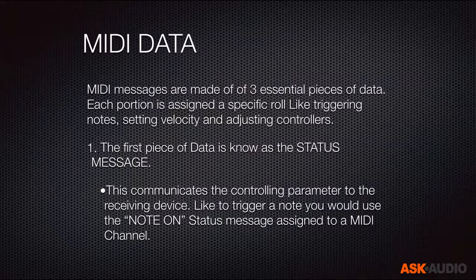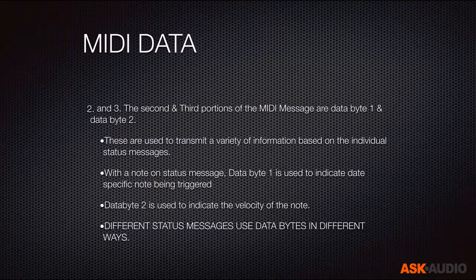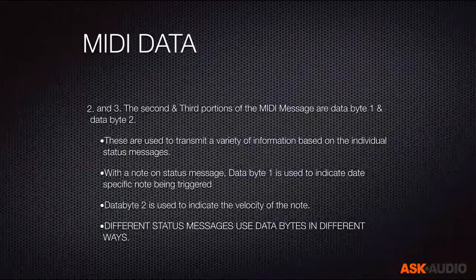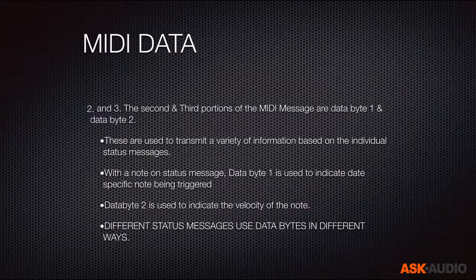You get the status. Attached to the status, you will also have the MIDI channel that it's being sent from. MIDI can actually send 16 different channels on one MIDI connection. So when you play a note, it'll say MIDI note on channel, let's say, for instance, channel 1. Then, because of the status, whatever that status is, the second and third things that happen can vary. With a MIDI note on, the next thing that's going to happen is data byte 1. Data byte 1 and data byte 2 are used to transmit a variety of information based on whatever that status message is.